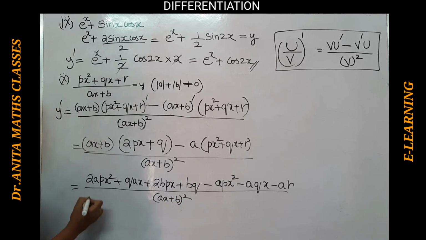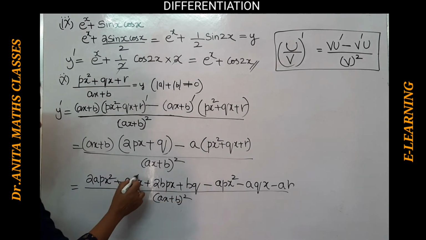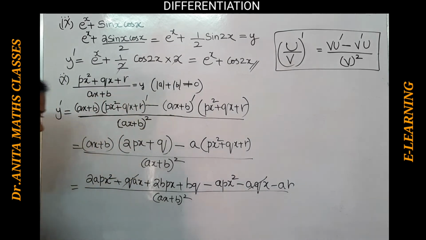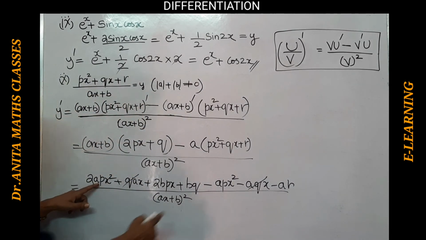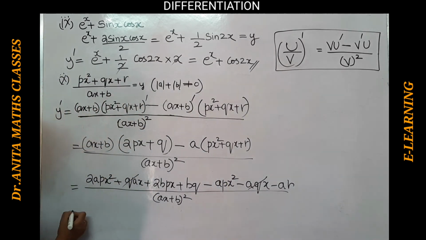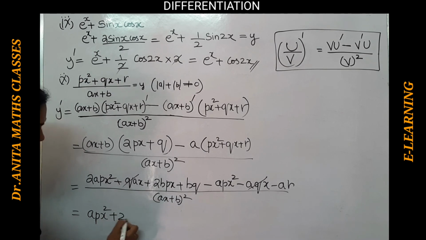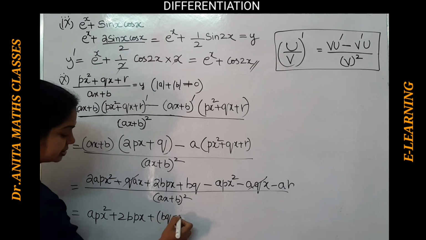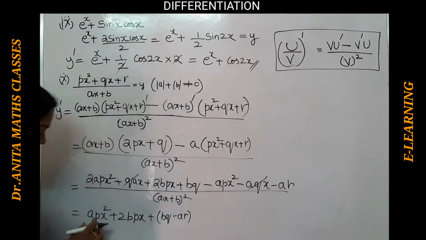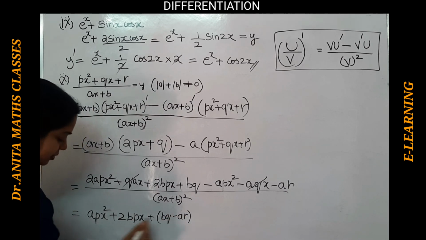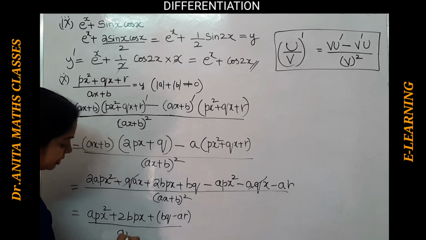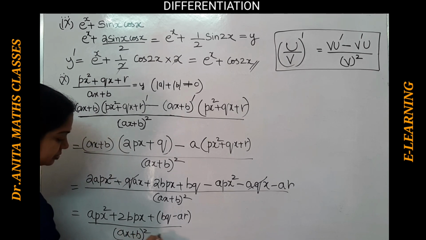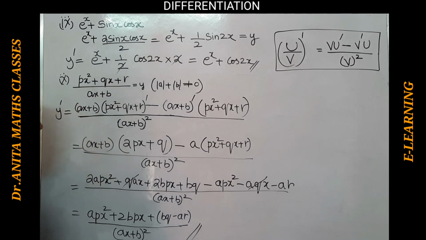Any cancellations we will see. So this is qax plus and minus qax here, and from 2apx square and minus apx square we can subtract, so that becomes apx square, and this is 2bpx, and this becomes the constant. This is again in the form of a quadratic. So x square, x and the constant term, divided by ax plus b whole square. So right, this is the derivative.